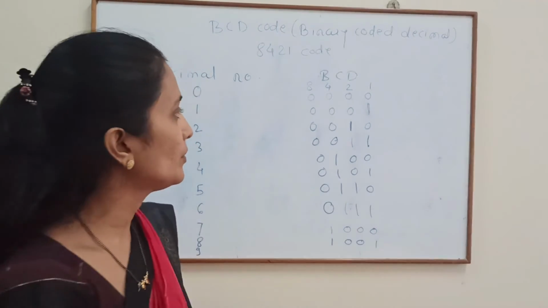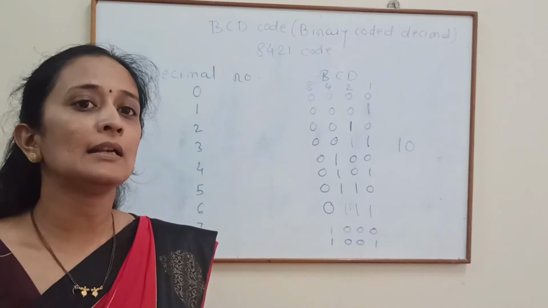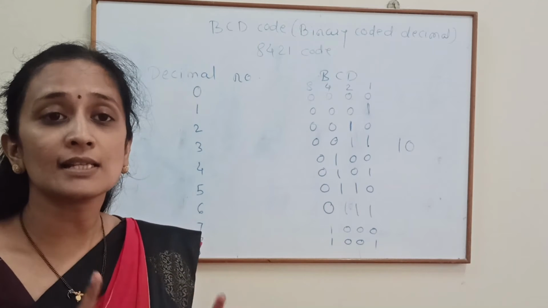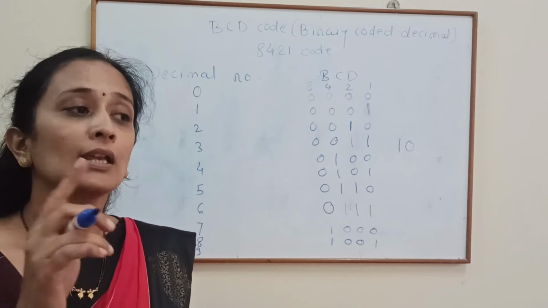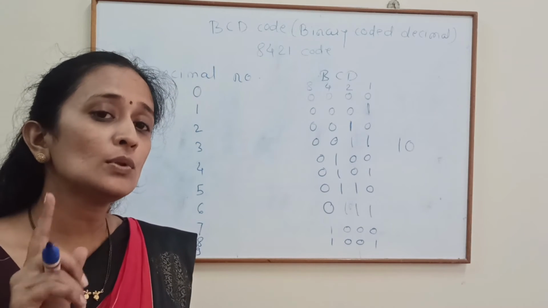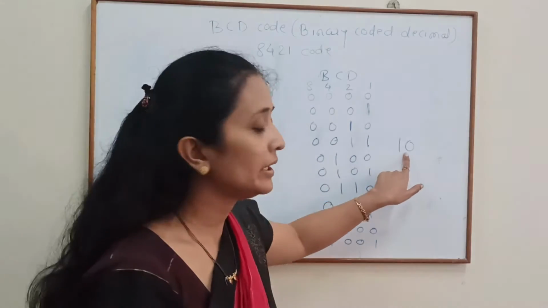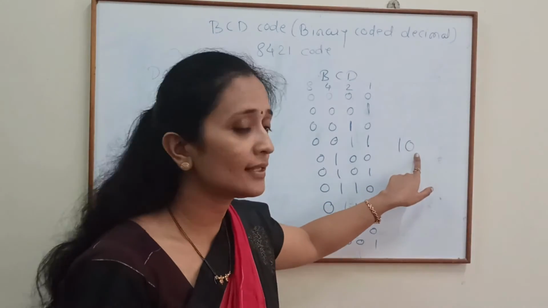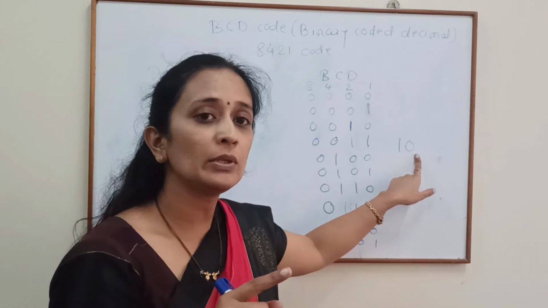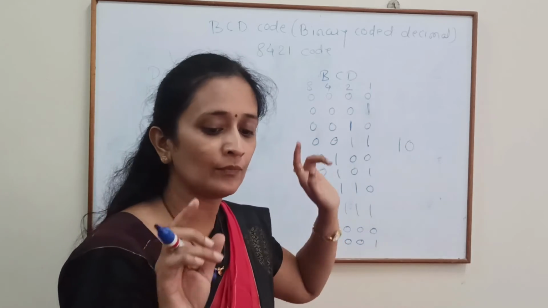After 9, which number will be there? 10. After 9, 10 will be there. 10 is not a decimal digit. In decimal number system, only 0 to 9 digits are there. 10 digit is not there. Then 10 will be treated like 1 and 0. 11 will be treated like 1 and 1. 12 will be treated like 1 and 2. 13 will be 1 and 3. Like this.